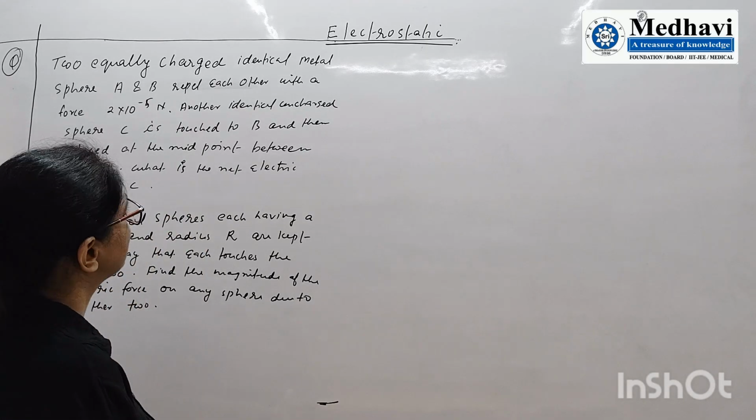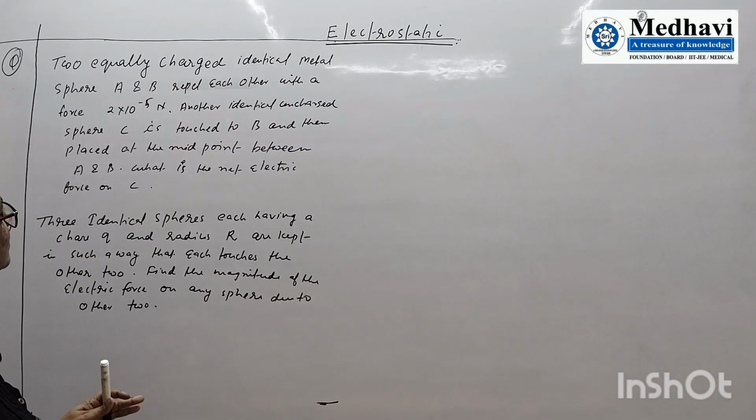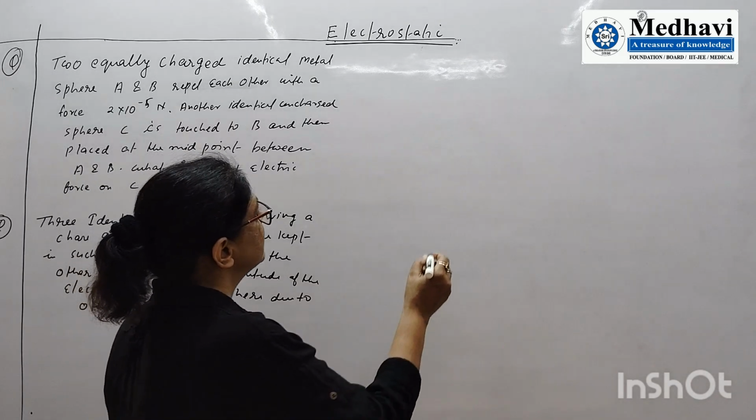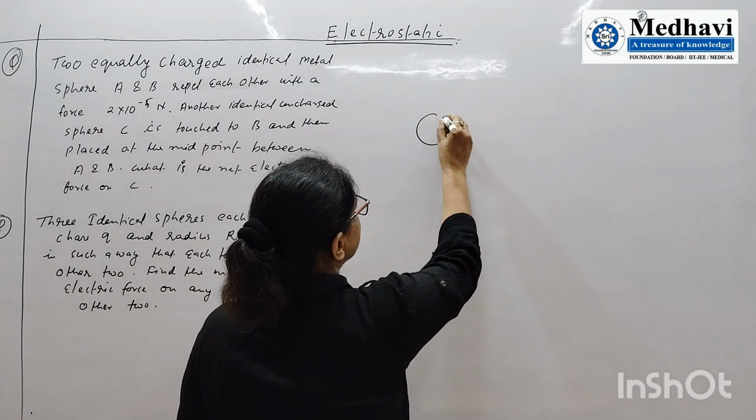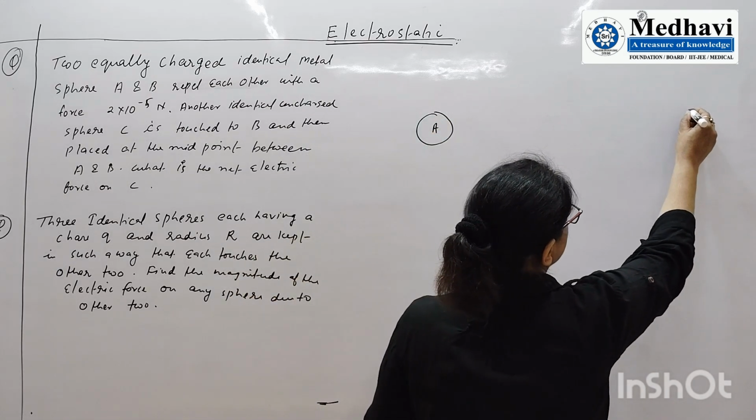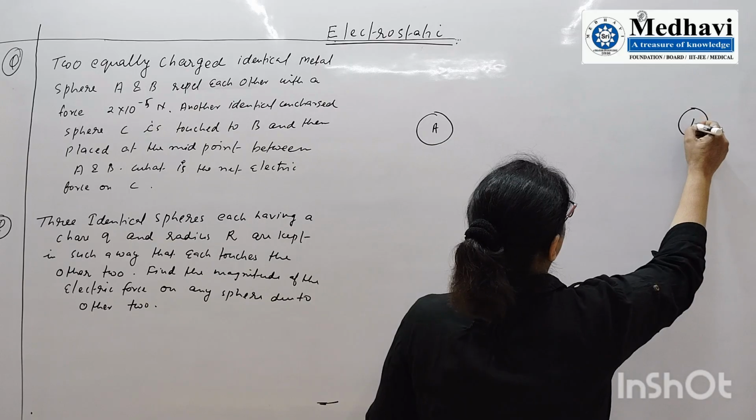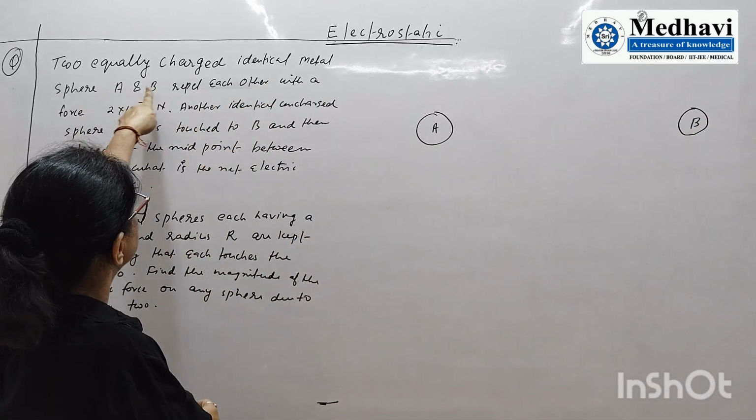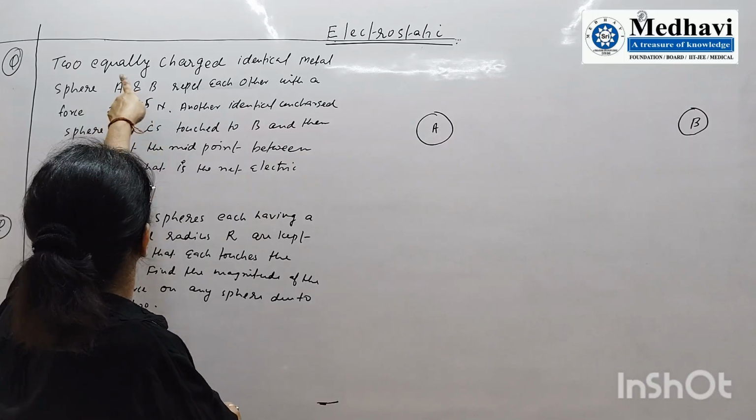So here I have selected two questions to explain the concept of charge. In the first question, it is written: two equally charged identical metal spheres A and B repel each other with a force 2 × 10^-5 Newton. Here two spheres are taken. Suppose this is sphere A and this is sphere B, and both are equally charged.